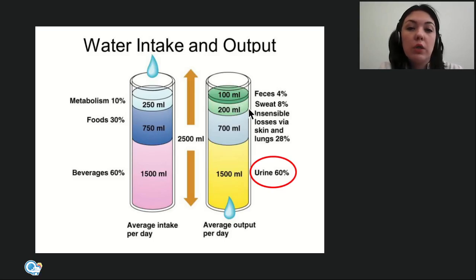This loss of liquid with sweat depends on the weather. Certainly, if it is hot today, then you will lose more liquid with sweat. If it is cold, then less. It also depends on physical load. If you are physically active, then you will lose much liquid with sweat. Then 700 milliliters, these are insensible losses via skin and lungs.